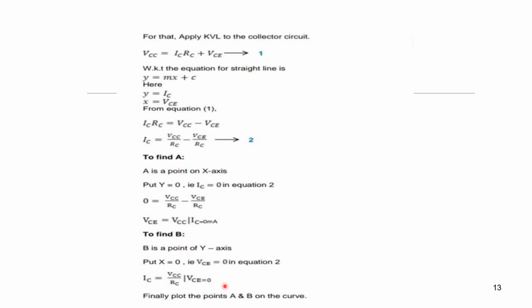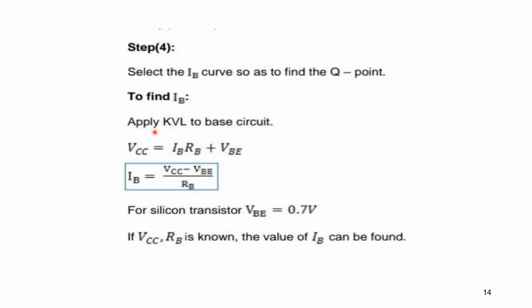In this equation, with VCE equal to 0, IC is equal to VCC by RC. So the operating point here is VCE comma IC, with VCE on the x-axis and IC on the y-axis. The Q point is VCE comma IC. How do we get it? Put the y-axis value 0 to get the x-axis point, and put the x-axis value 0 to get the y-axis point. For the base circuit, VCC is equal to IBRB plus VBE, the input KVL. So from this, IB is equal to (VCC minus VBE) by RB. VBE is the cut-in voltage, 0.7 for silicon. If you know VCC and RB, we can find IB.